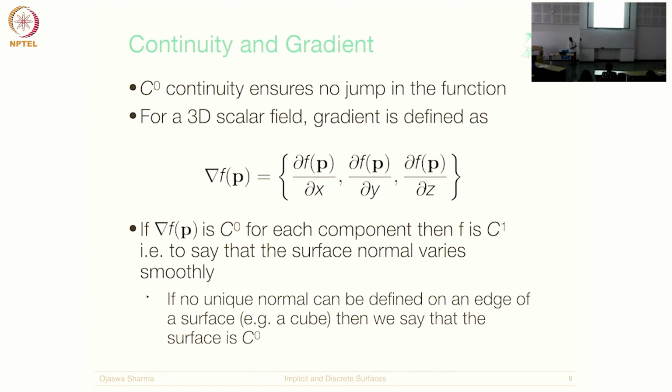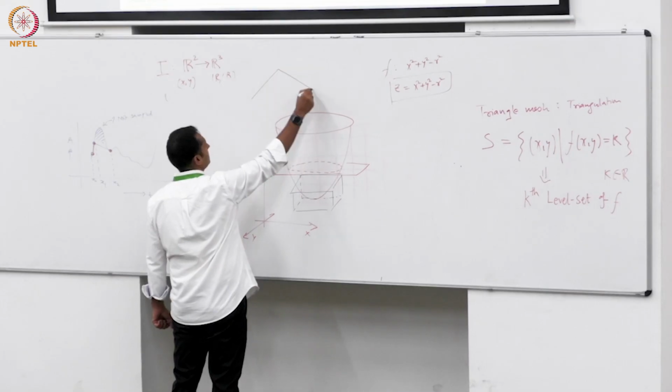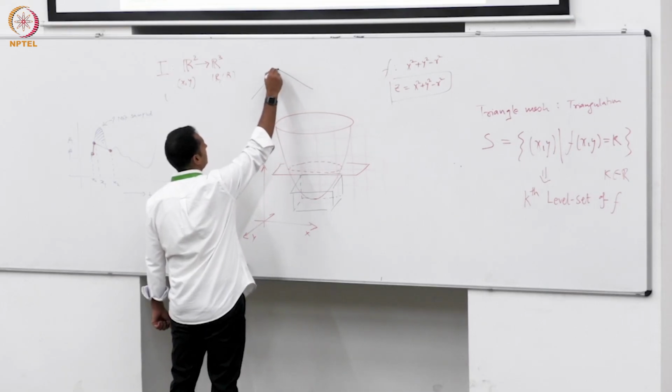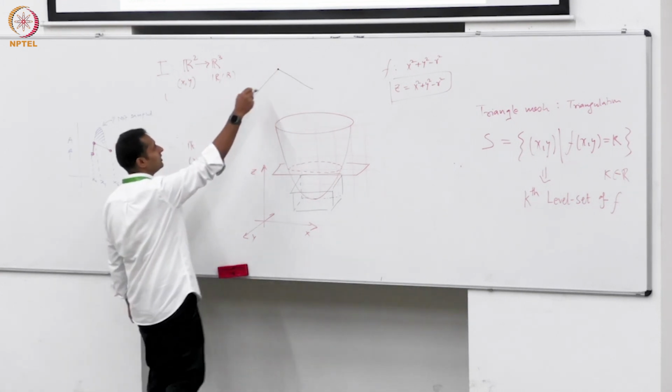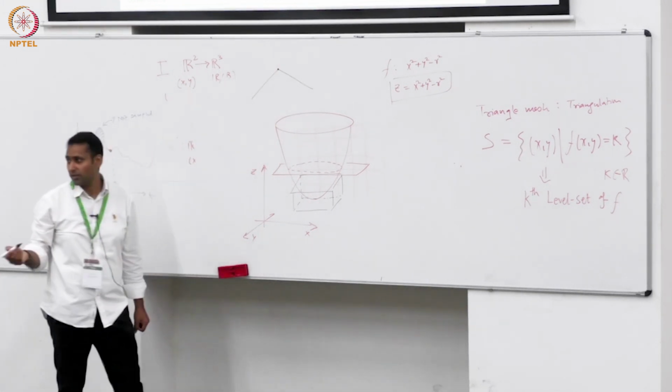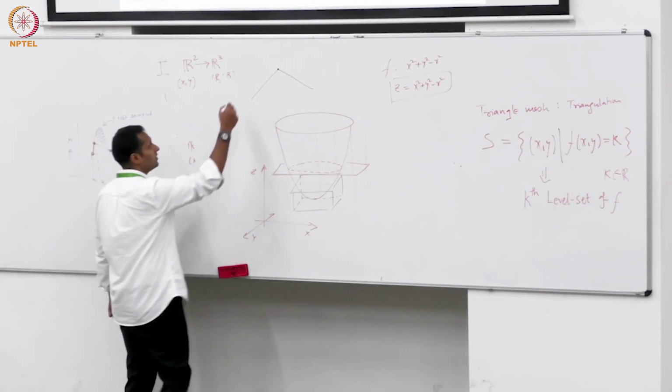So a C0 continuity ensures that the function is continuous. Okay, what do you mean by continuity? It means that there are no gaps in it. So if I have a function like this, not a smooth function, it's not smooth here, but it is continuous. Okay, it is continuous. So this is known as C0 continuity.